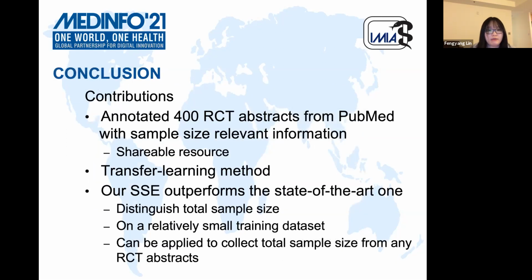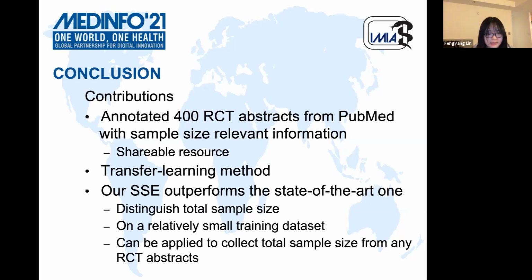In conclusion, our contributions are threefold. Firstly, we annotated 400 RCT abstracts from PubMed with sample size relevant information. It is a shareable resource. Secondly, we applied transfer learning methods, and we proved that it works for the sample size extraction task, and it works on our data sets. And lastly, our sample size extractor outperforms the state-of-the-art one because we could better distinguish total sample size, and because we train on a relatively small training data set.